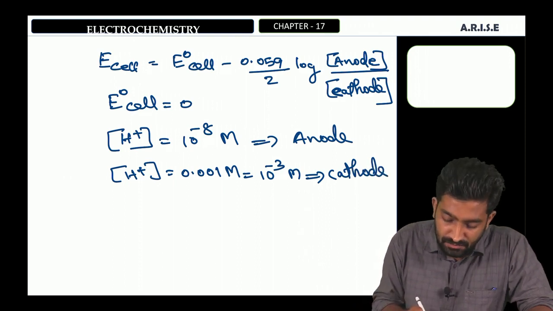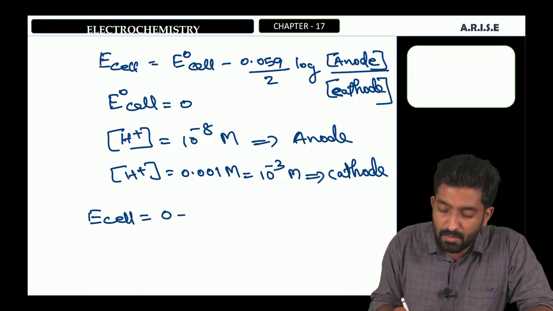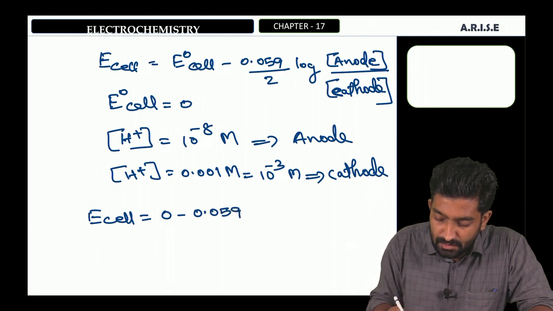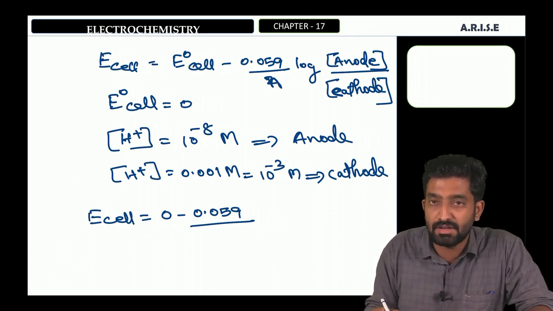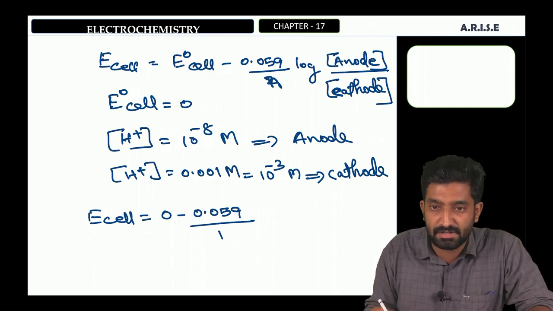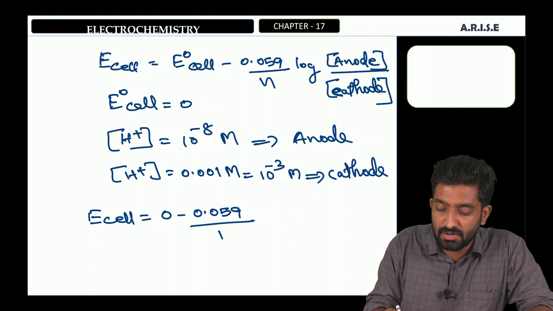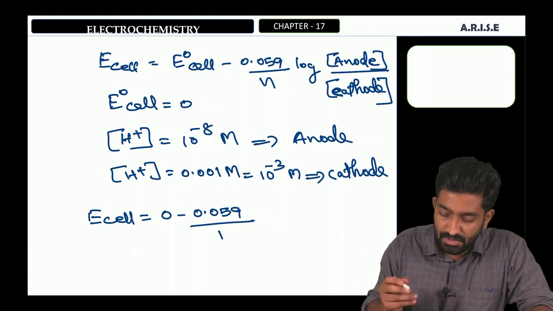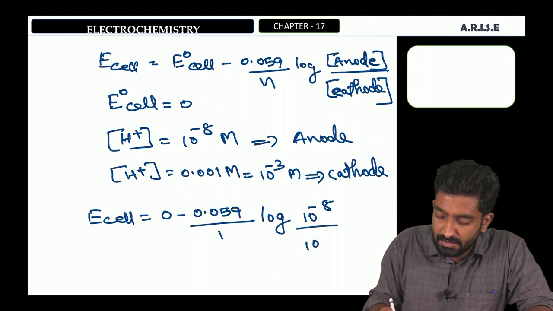Then we can substitute the values. E cell equals E zero cell, that is 0, minus 0.059 divided by n, not 2. The number of electrons gained or lost is equal to 1 here, that is 1 H plus ion will accept 1 electron and will become a hydrogen atom. Therefore, the value for n is equal to 1. E zero cell minus 0.059 divided by n, log anode ion concentration divided by cathode ion concentration, that is 10^-8 divided by 10^-3.